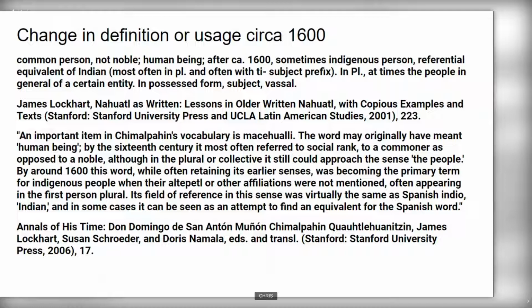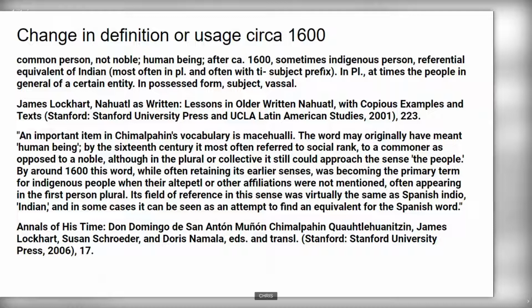And this is just a quote from Lockhart, a well-known linguist, who basically came to the same conclusion that I did: that it originally meant human being, but by the 16th century often referred to social rank, to a commoner, as opposed to a noble. Although in the plural or collective, it still could approach the sense of the people. By around the 1600s, this word, while often retaining its earlier senses, was becoming the primary term for indigenous people when their altepetl, their location, remember we talked about how in Nahuatl they usually say what city or location they're from, or other affiliations were not mentioned, often appearing in the first person plural.